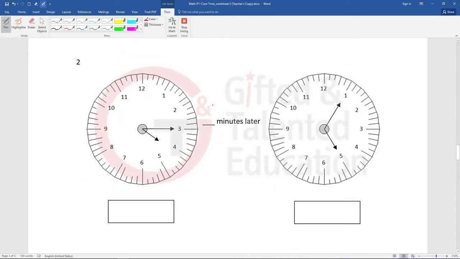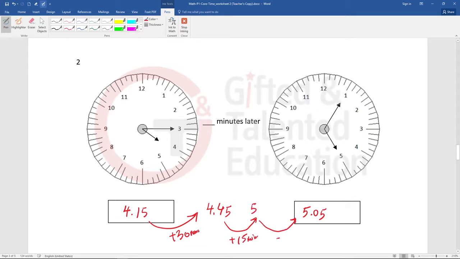For question 2, the time on the left clock is 4:15, while the time on the right clock is 5:05. So 30 minutes later, it would be 4:45. Another 15 minutes later, it would be 5. So we still need another 5 minutes to give us 5:05.